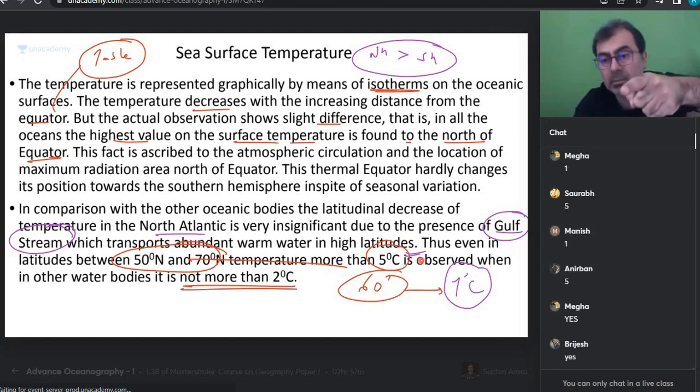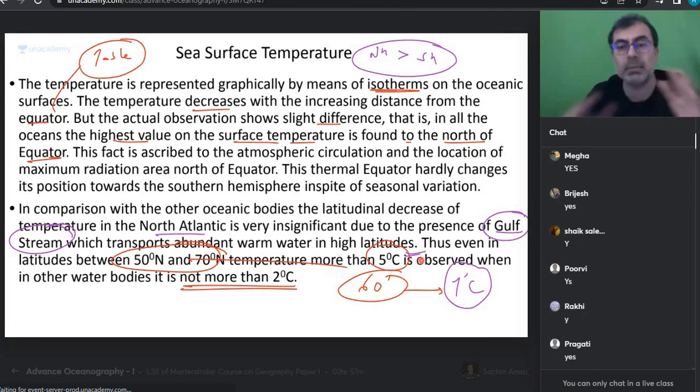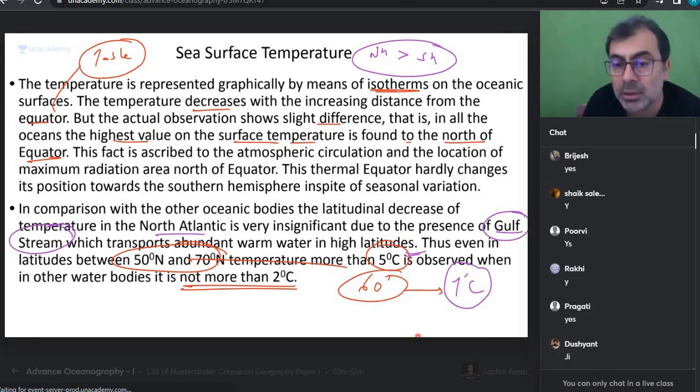Can I call this an anomaly? Can I call the equator an anomaly? Everyone, can I call the equator an anomaly? So please start understanding broad trends with anomalies, and anomalies will make your answer powerful. That you know the concept also.